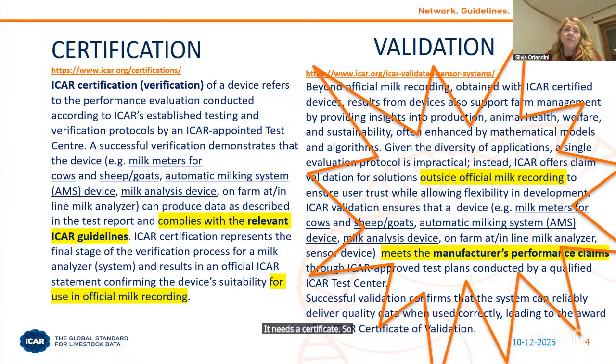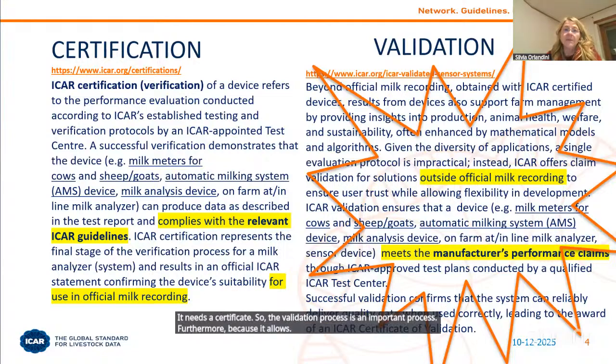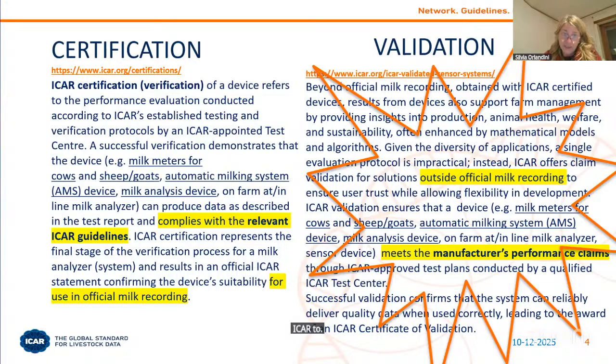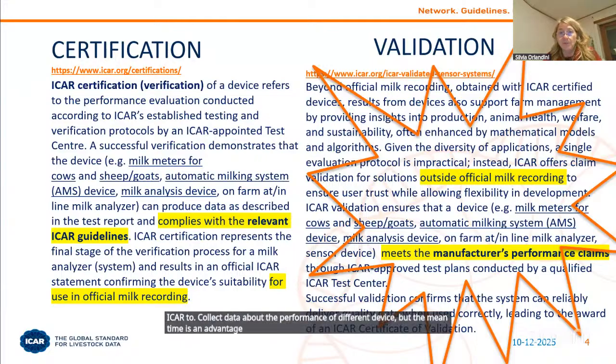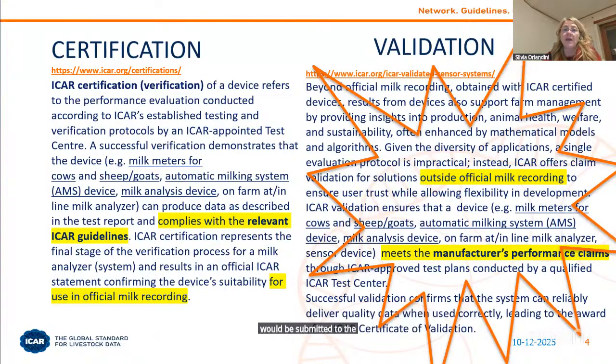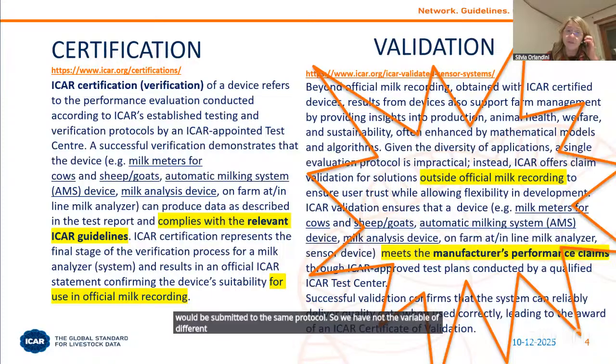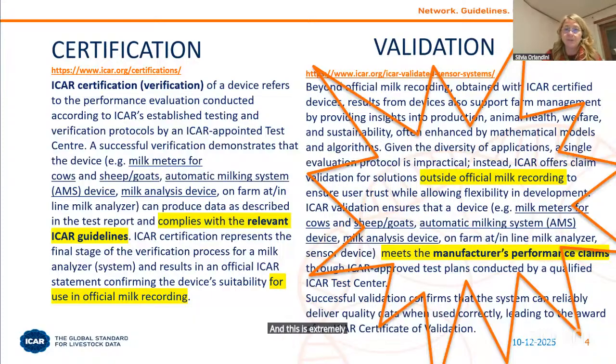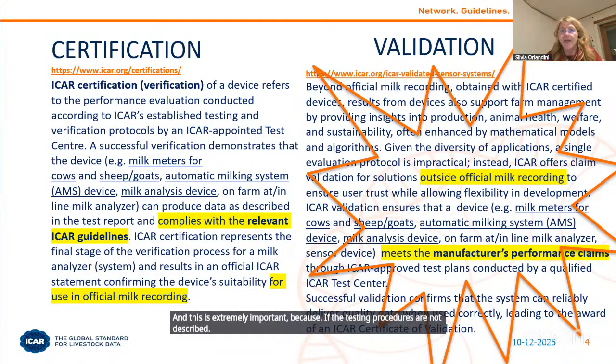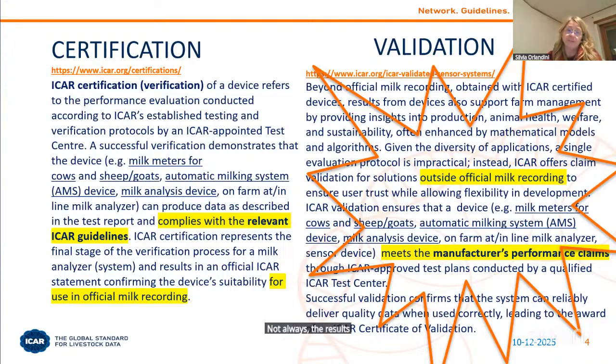So the validation process is an important process, furthermore, because it allows ICAR to collect data about the performance of different devices, but at the same time it is an advantage for the different manufacturers, because the same device will be submitted to the same protocol. So we do not have the variable of different testing procedures. And this is extremely important, because if the testing procedures are not described, of course, the type of criteria and the type of calculation obtained can be different, and the results cannot always be comparable over time.